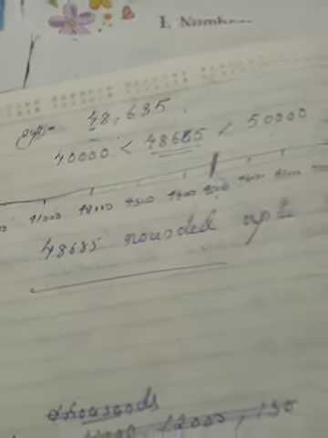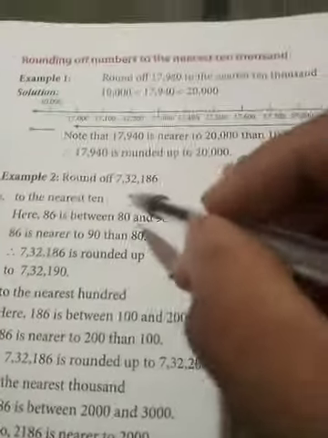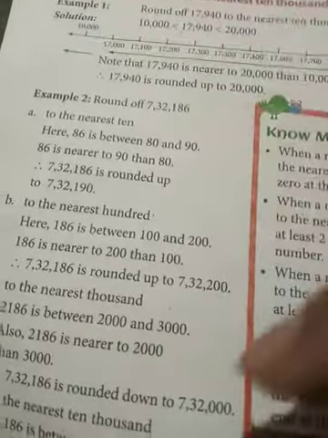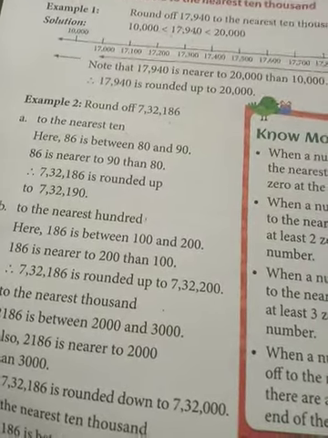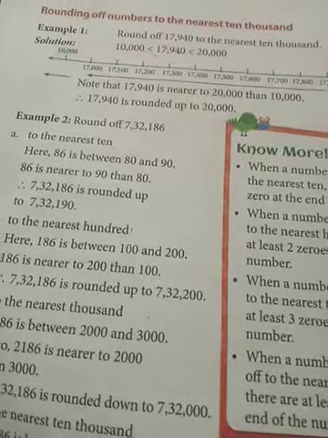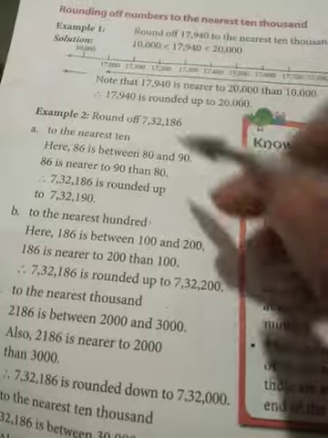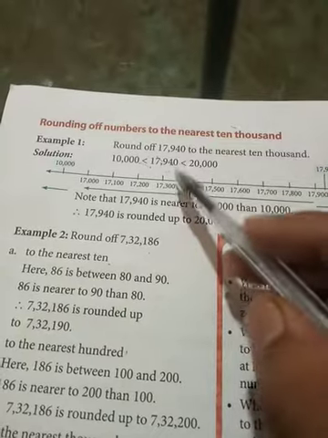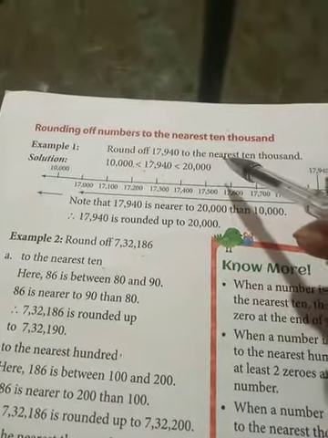In class 5, we need to know how to round off 6-digit numbers. In example 2 in the book, they ask us to round off 7,32,186 to the nearest 10, hundreds, thousands and 10,000. This is a big one, so I will explain it next day, after writing these notes. Before that, you must learn how to round off to the nearest 10, 100, 1,000 and 10,000. Here I taught you rounding only to the nearest 10,000, not to 10s or 100s.